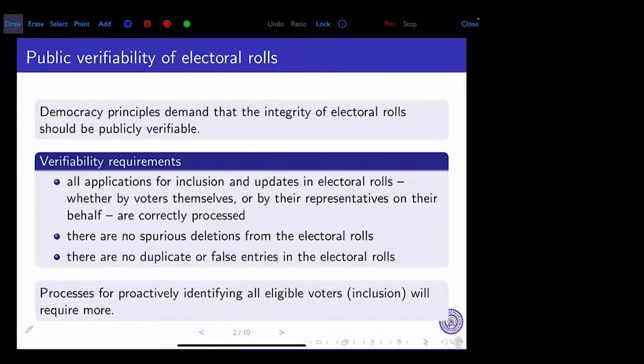So what are the verifiability requirements typically? That all applications for inclusion and updates on the electoral rolls by the voters or on their behalf should be correctly processed. That there should be no spurious deletions from the electoral rolls without notice and without citing reasons. And of course, deduplication of an electoral roll is a crucial issue, right?